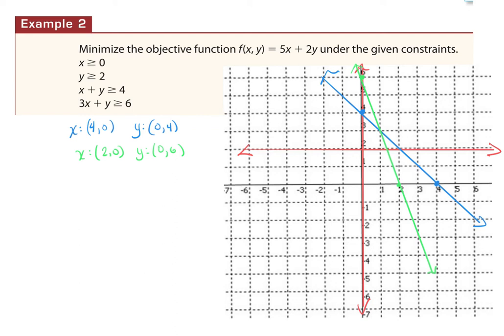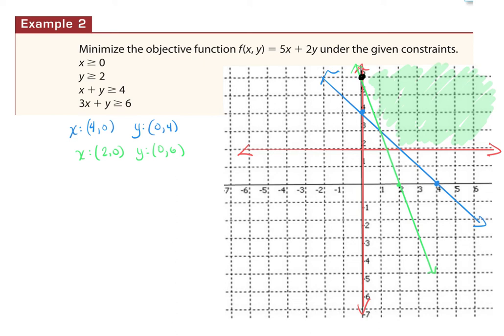If we were to shade this for everything larger than the x equals 0, larger than the y equals 2, larger than the x plus y, and larger than the 3x plus y, you would get this region right here. And so they want us to minimize it, and we clearly cannot maximize it because it goes on infinitely. So we are going to minimize this by checking these vertices right here.